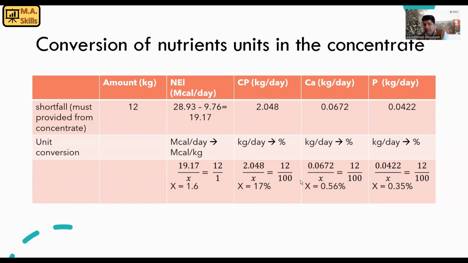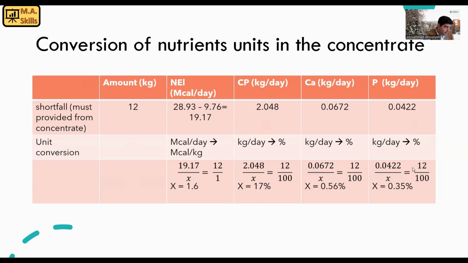For the others, it's the same idea. Again, the shortfall for protein is 2.048 kilos per day, and I'm going to provide it by feeding 12 kilos concentrate. So if I convert it to percent, I need to put 100 here to say, okay, I need 2 kilos protein by feeding 12 kilos concentrate. What about in 100 kilos concentrate? How much protein should I have? By that, I'm converting it to percentage, and it's going to give me 17%. And it's the same idea for minerals as well.